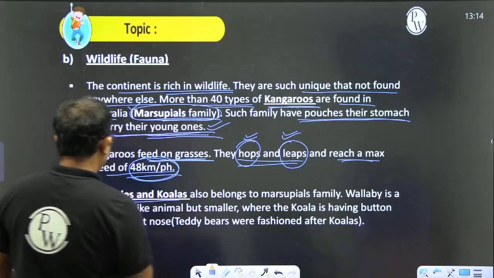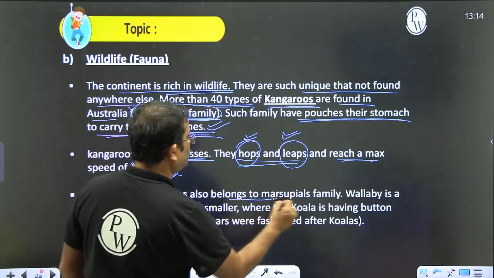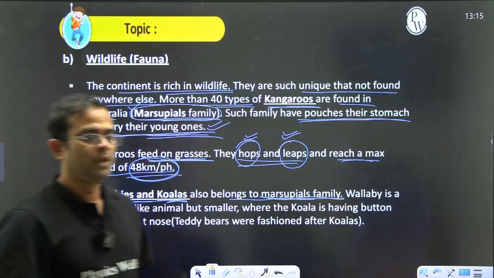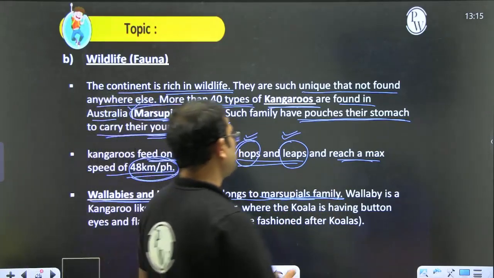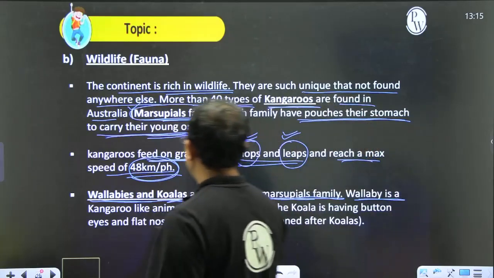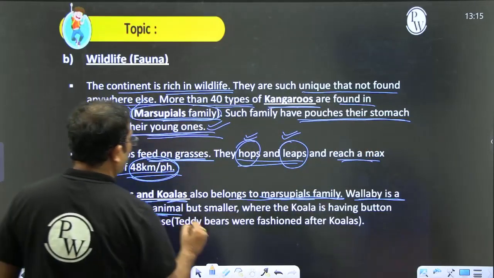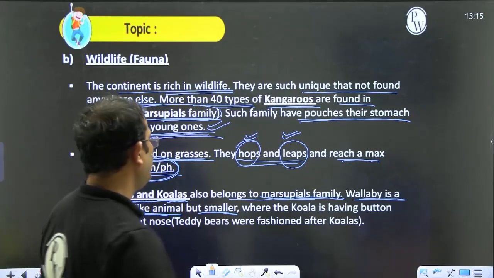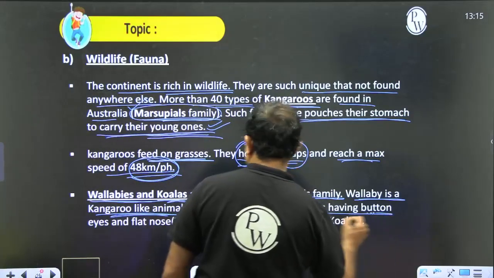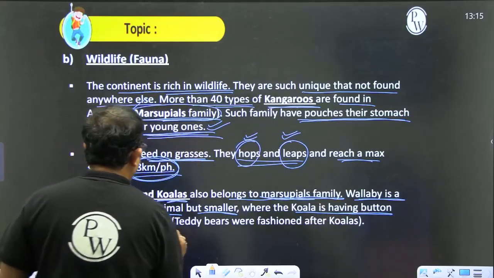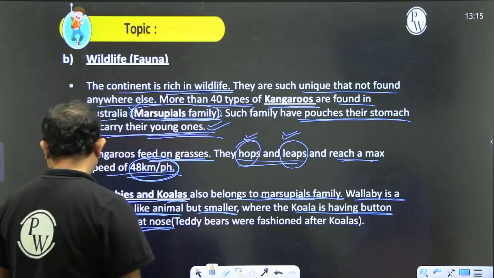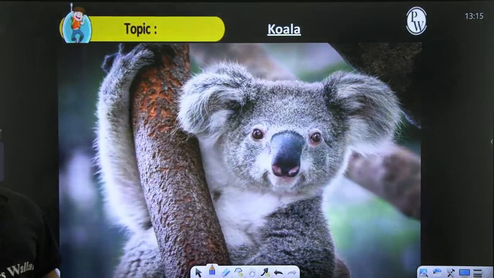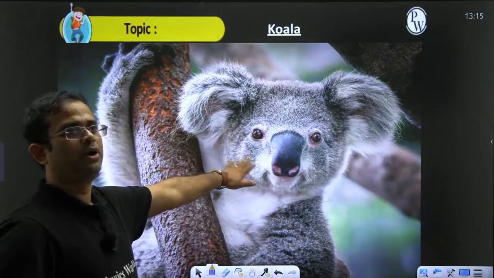After kangaroos, wallabies and koalas also belong to the marsupial family. A wallaby is a kangaroo-like animal, but smaller. The koala has button eyes and a flat nose. This is a koala, very cute. Most of the teddies that we saw belong to this koala.